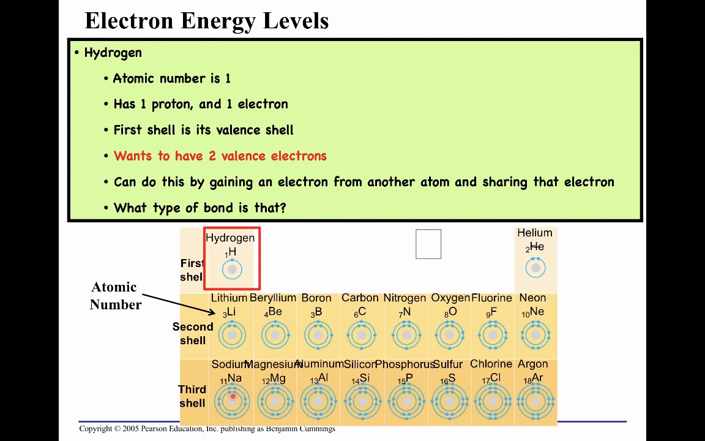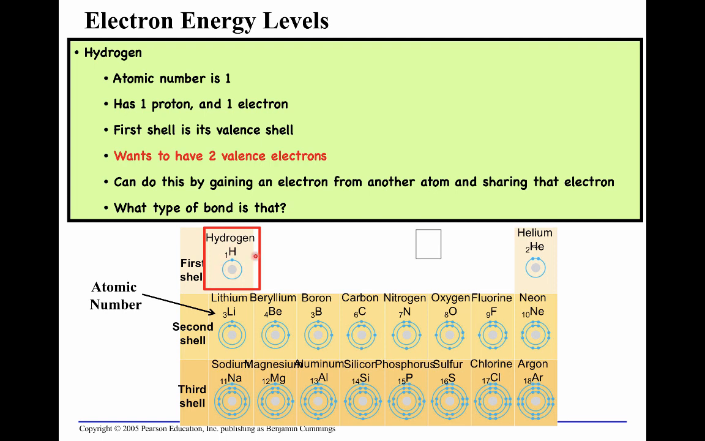So to go through a couple. The atomic number for hydrogen is 1, so it has 1 proton, which means it also has 1 electron. The first shell is its valence shell. Now the first shell can take 2 electrons, hydrogen only has 1, and so it really wants to have 2 electrons. Atoms are trying to reach their full valence shell to be the most stable, and so hydrogen can become full in its valence by gaining an electron from another atom and sharing that electron. And if hydrogen was to share electrons with another atom, it would form a bond.